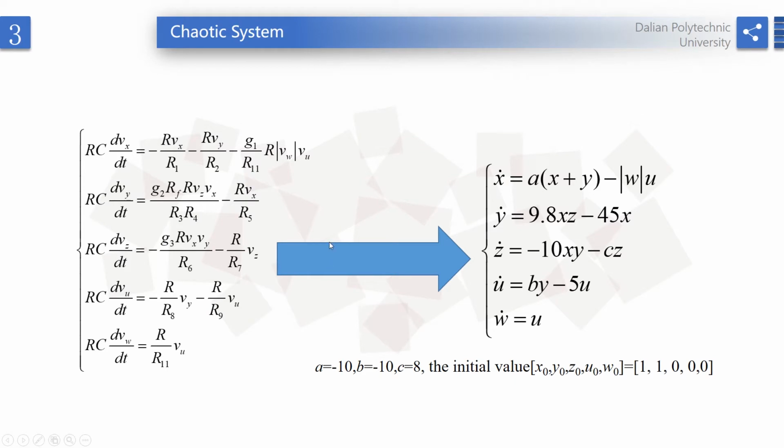From the circuit, we can get the equation of the system. The dimensionless equation of the system can be obtained by dimensionless treatment, where A, B, C are the parameters. A is equal to minus 10, B is equal to minus 10, C is equal to 8. The initial value is 1, 1, 0, 0.